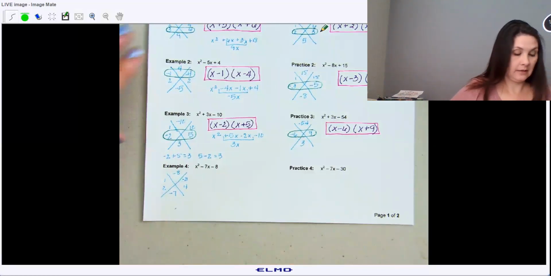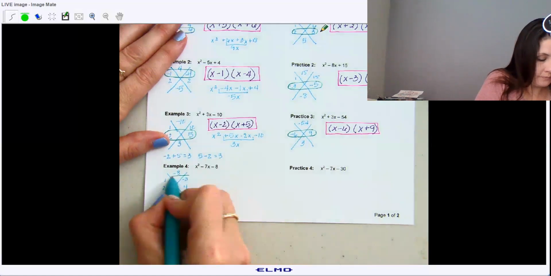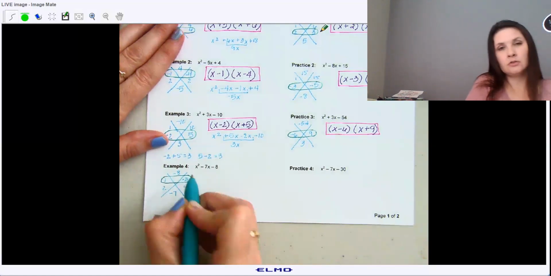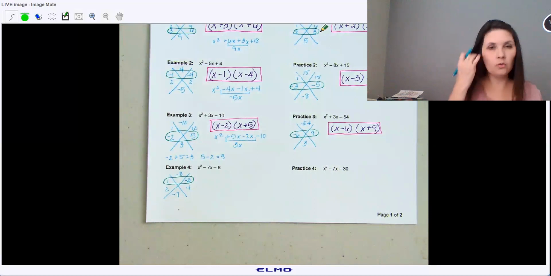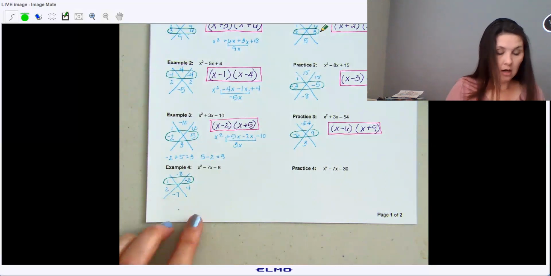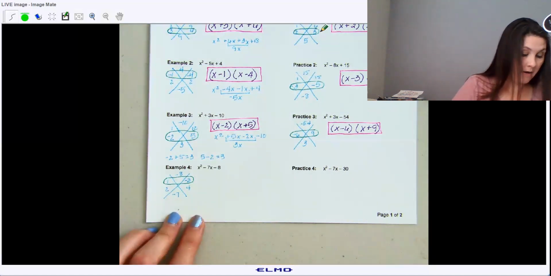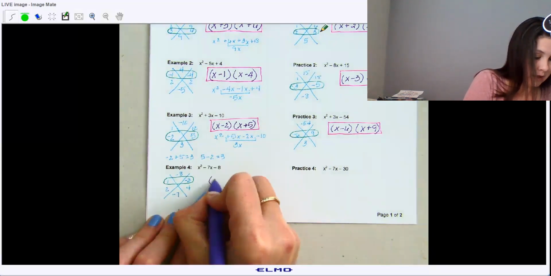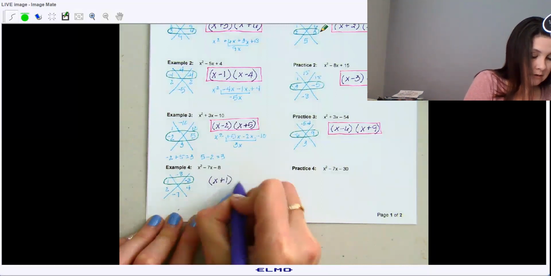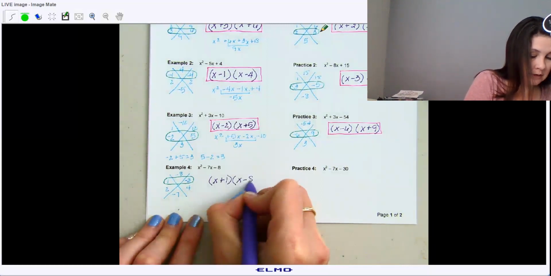And when I'm saying that, by this point, you should know how your positive and negatives work. But if you need to, figure it out a little bit differently, that's fine. Okay, so I have x plus 1 and x minus 8, and we're going to check.